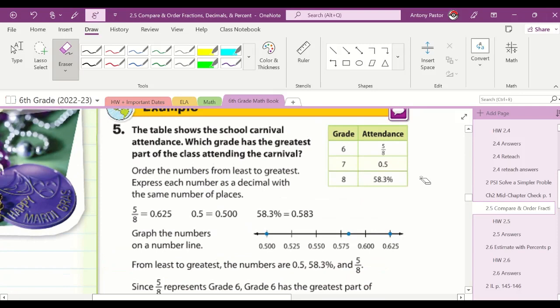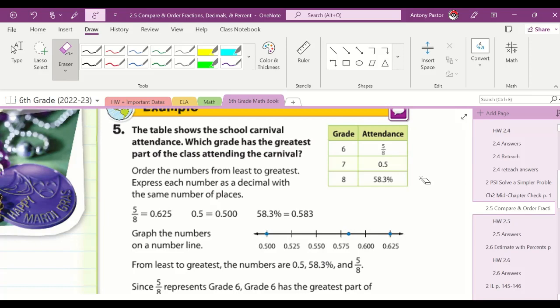Okay, the table shows the school carnival attendance. Which grade has the greatest part of the class attending the carnival? 6th grade has 5/8 of the class showing up. 7th grade has 0.5 of the class showing up as a decimal. And 8th grade has 58.3% showing up. Graph the numbers on a number line.